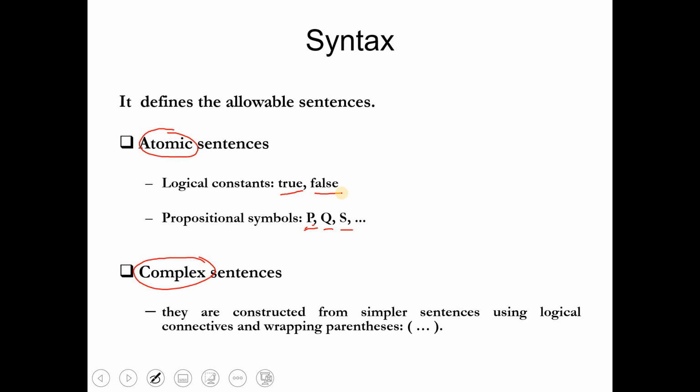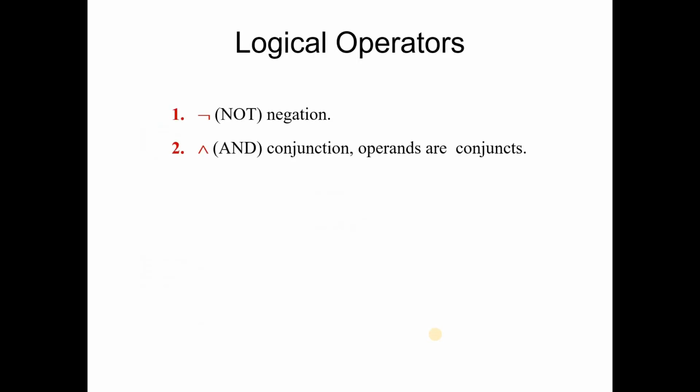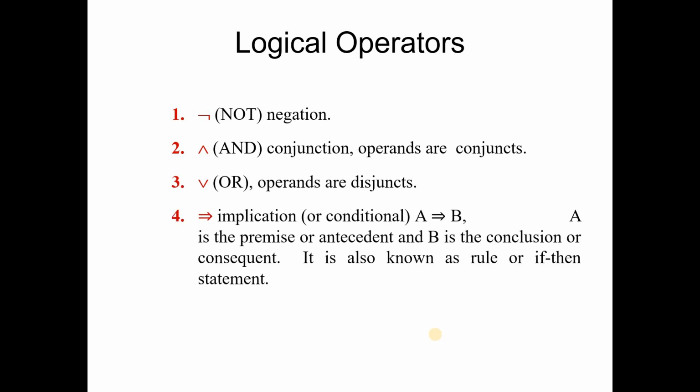The complex sentences are constructed from the simpler sentences. They are constructed using these simple sentences that we saw already earlier, the atomic sentences. Simpler means atomic. Using the logic connectives. Logic connectives are those operators you have seen previously. And also parentheses are allowed in this language. Using the operators, previously you saw the 5 operators: not, and, or, implies, and equivalent. And the brackets are also allowed. So these are the 5 logical operators we see in this language.